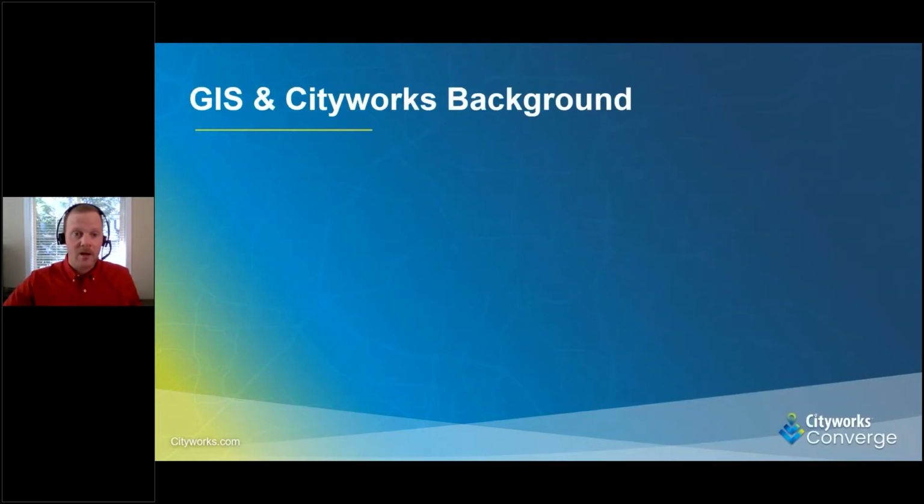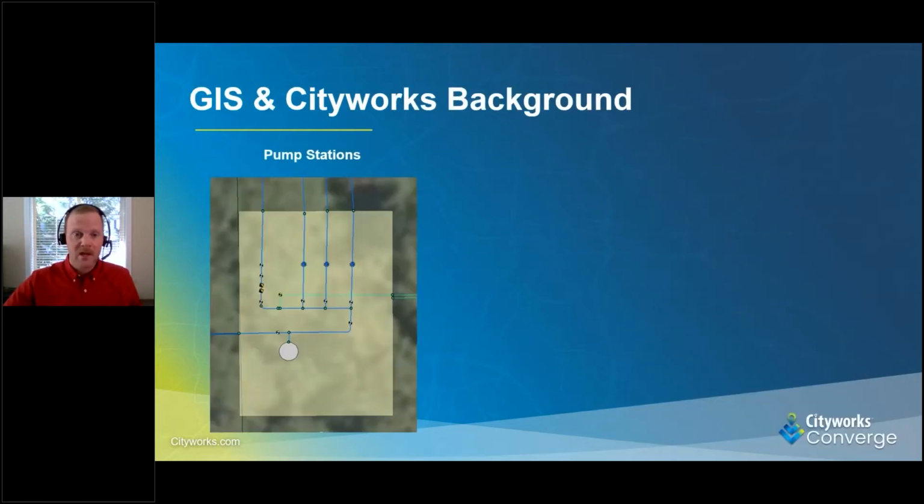For a little background on our GIS and Cityworks programs, we have a pretty solid GIS program when it comes to our horizontal assets or horizontal data, which includes standard GIS data such as points, lines, and polygons, which represent things like pipelines, meters, hydrants, things like that.